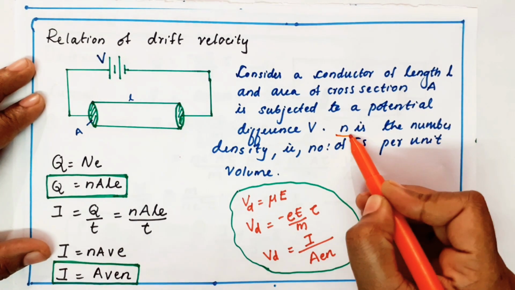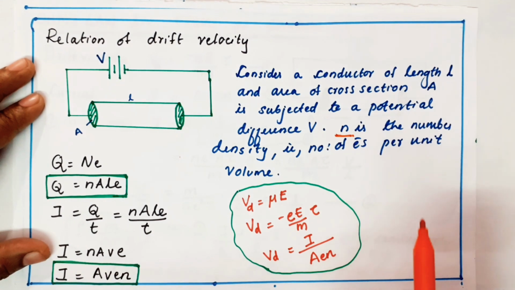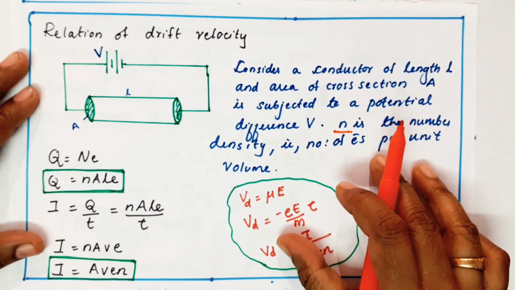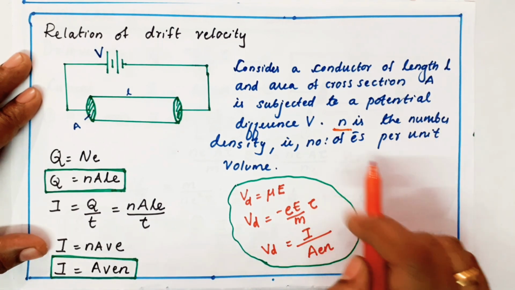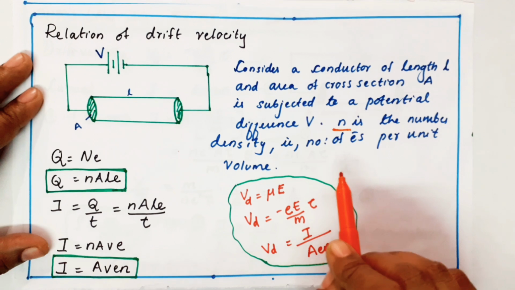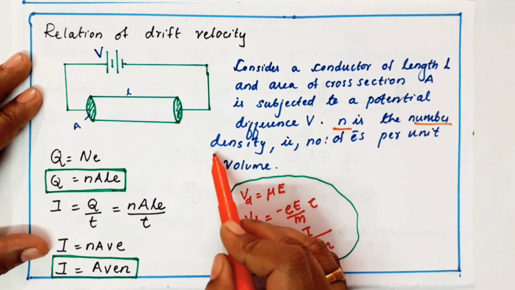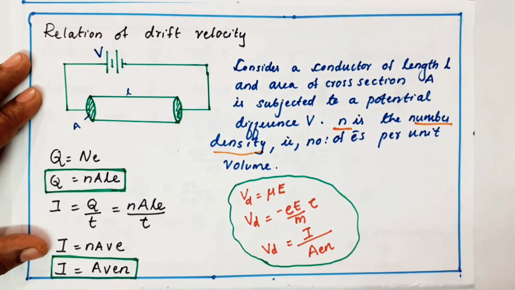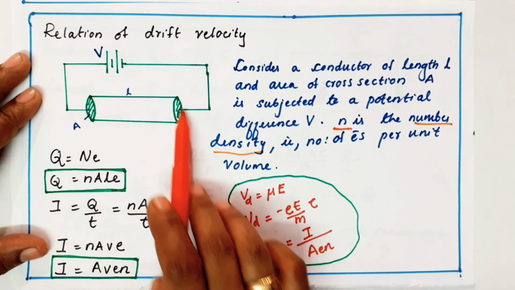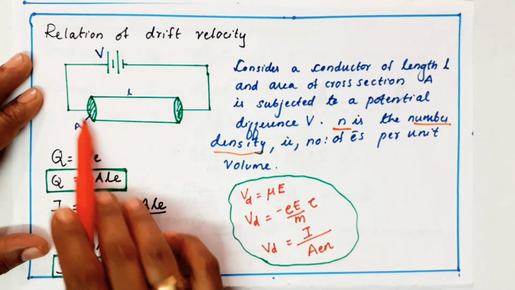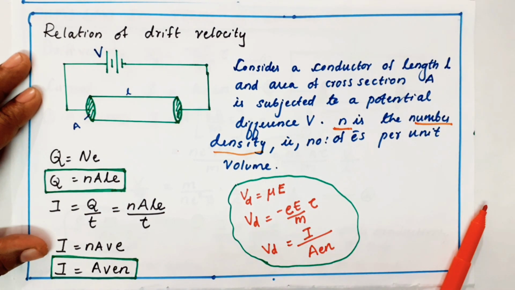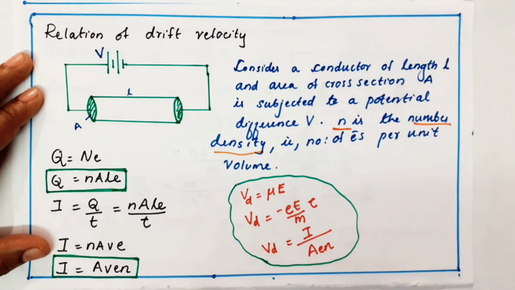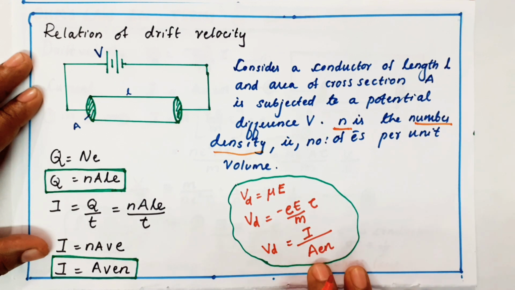Then small n, you have to remember, keep it in your mind. Small n means number of electrons per unit volume, called number density. I should find how many charges are present in this conductor. So it is Q equals Ne. Q equals Ne.